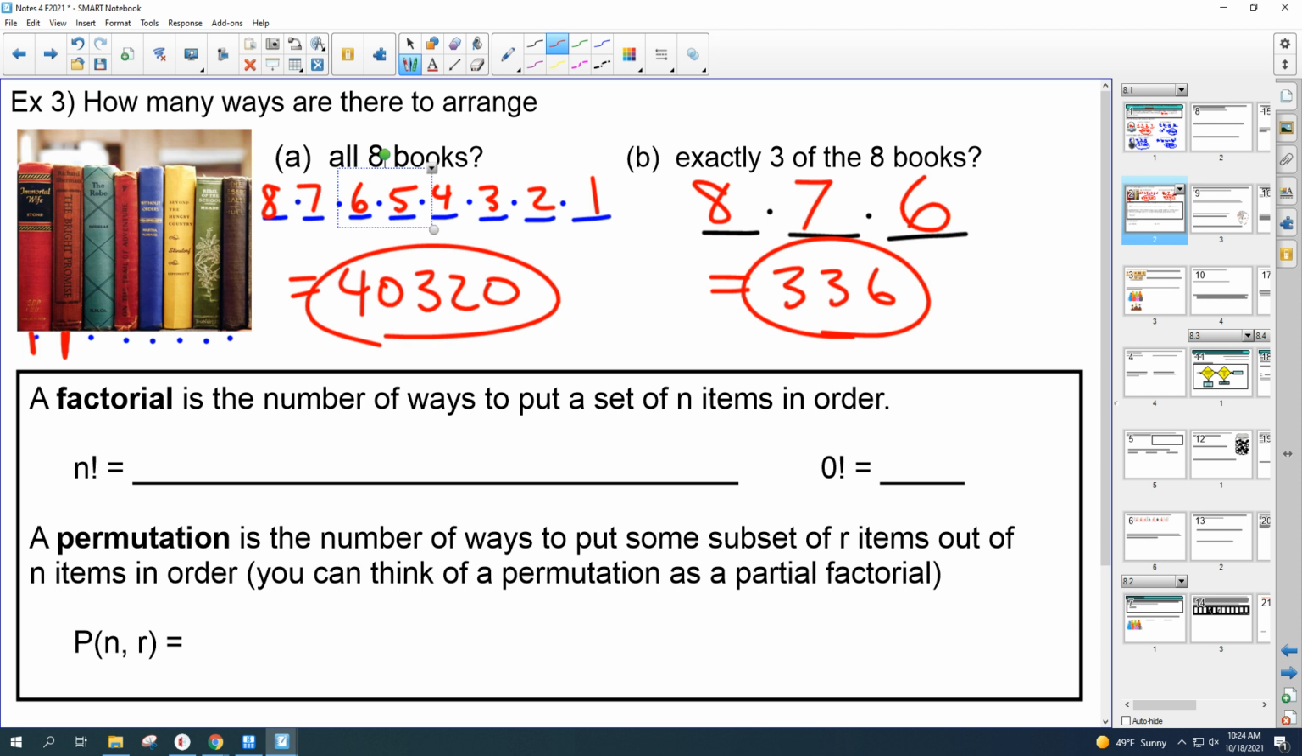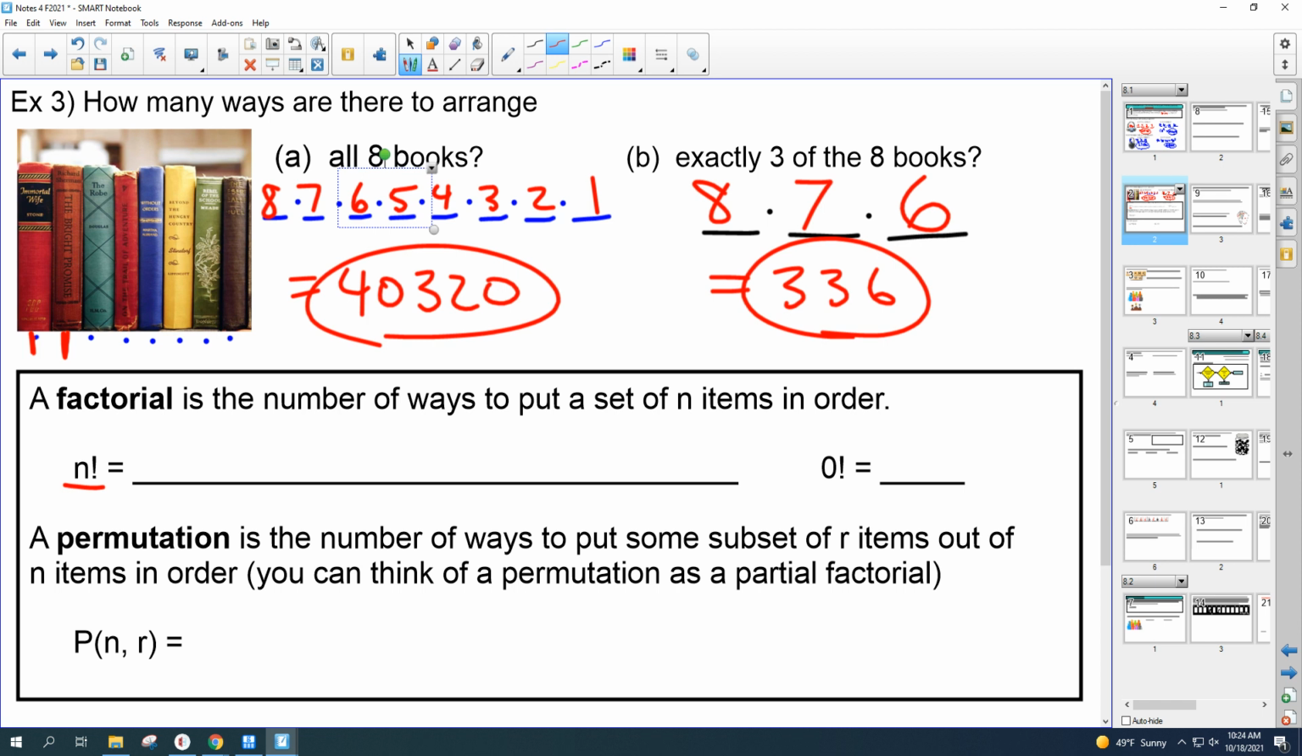So this problem is a good example to show the next 2 definitions, a factorial and a permutation. A factorial is the number of ways to put a set of n items in order. So that's part A. That's what I did. And notice this notation, n exclamation point. That exclamation point is a factorial.